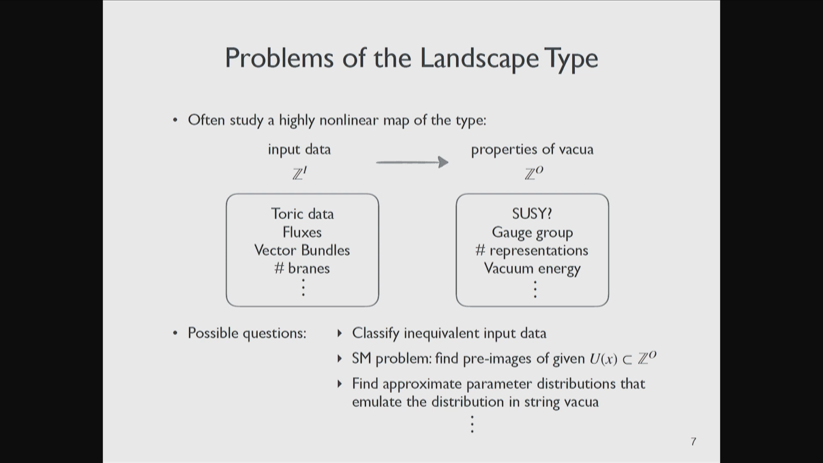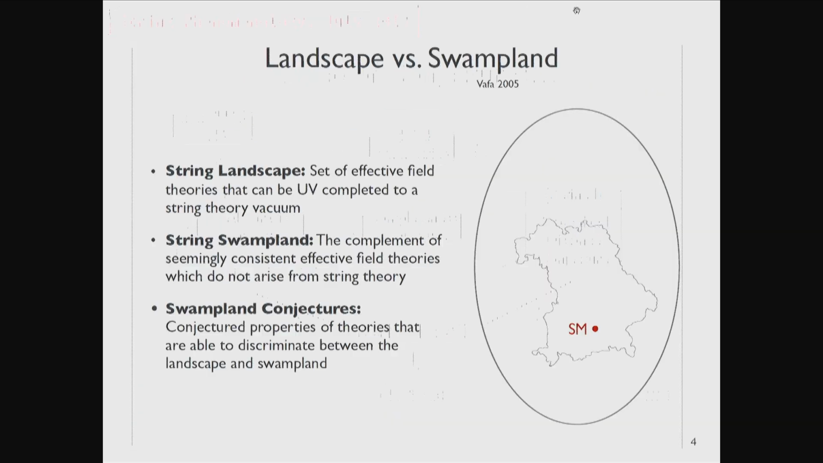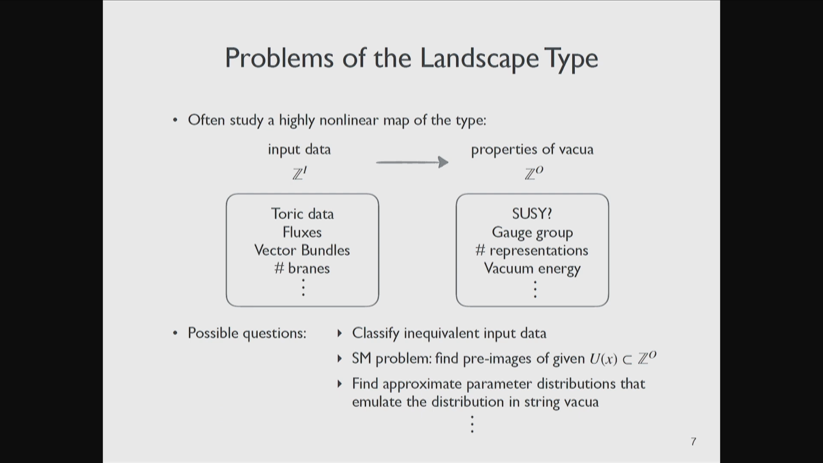So some possible questions, well, possible, maybe not feasible. So this might be feasible: classify inequivalent input data for some classes of these maps. Clearly less feasible is a standard model problem. So we have the standard model somewhere in the landscape. This is what I call X here. Maybe we're interested in some neighborhood of the standard model in the string landscape, and we want to find pre-images of points in this neighborhood. Okay, this is clearly a challenging task. So basically, how do we find the standard model in string theory?